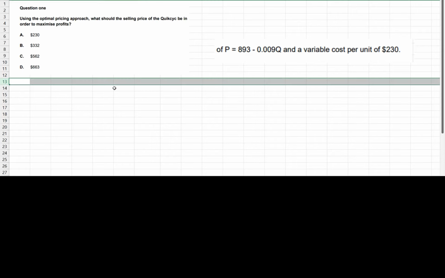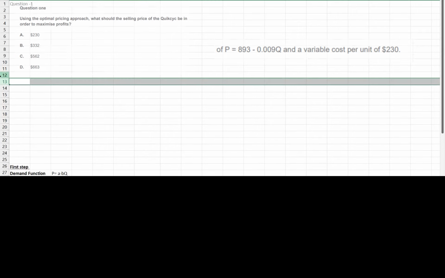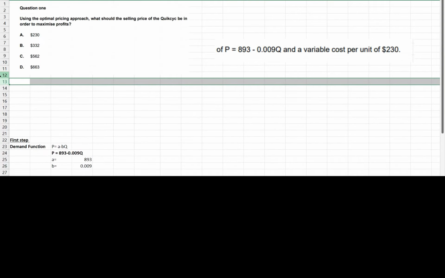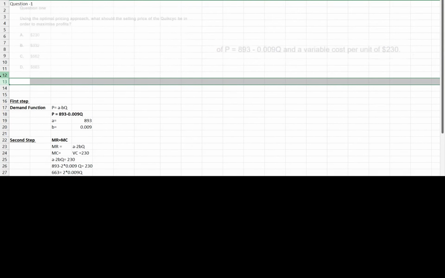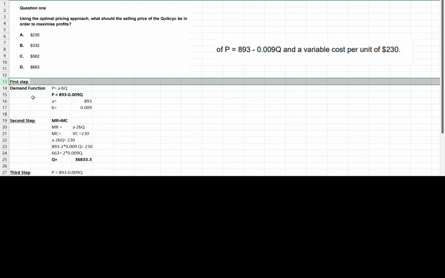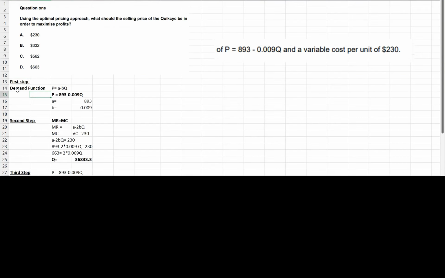You can see my screen. The first step is you need to find out the demand function. In our question, you can see they have already provided a demand function, so we don't need to calculate it. For the Quick Cycle, this is the demand function along with the variable cost. The demand function is P equal to A minus BQ, and the question has provided P equal to 893 minus 0.009Q. So that means the value of A will be 893 and the value of B will be 0.009.